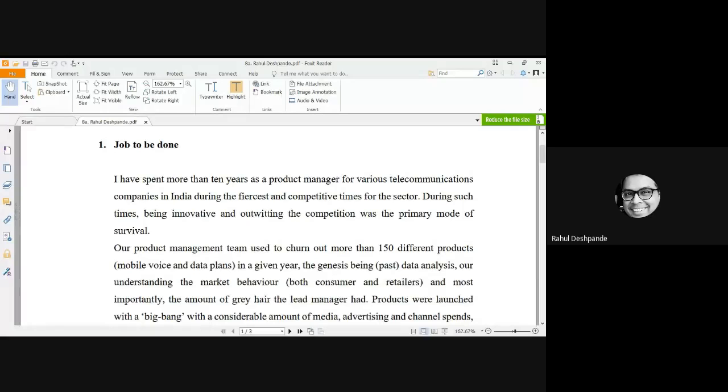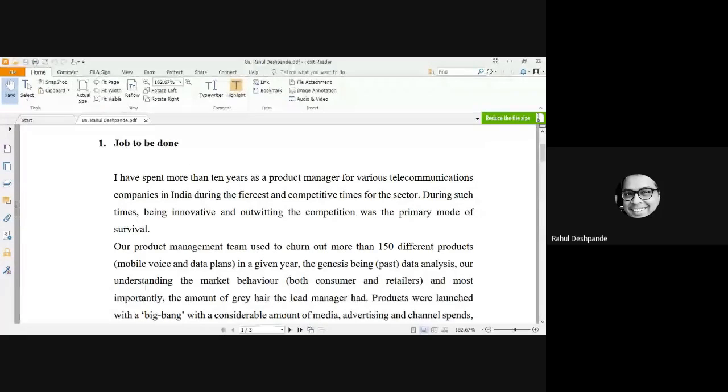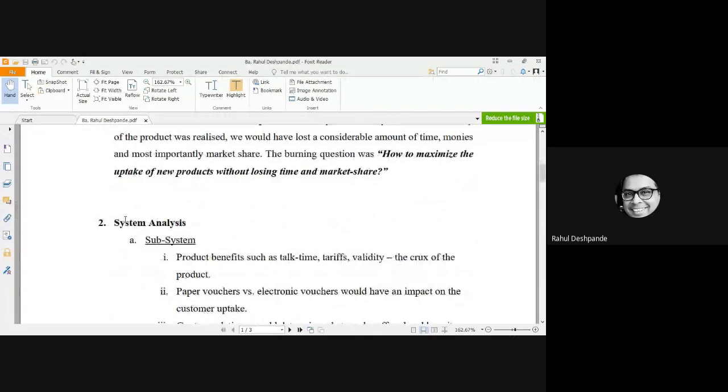We were about 14, 15 operators in the market, and it was a complete tariff war, especially in the prepaid segment. As part of the product management team, we used to launch more than 150 different products in a given year. When I say products here, you might be surprised. It basically means 150 different tariff plans, vouchers, prepaid top-up plans, and things like that.